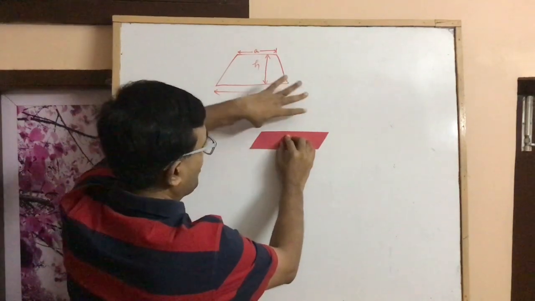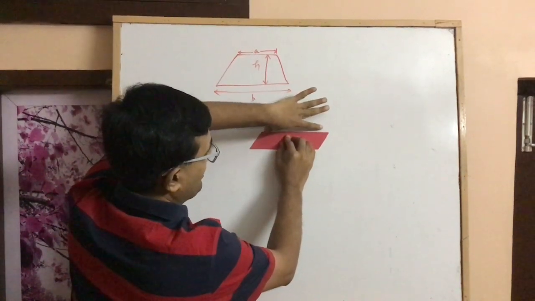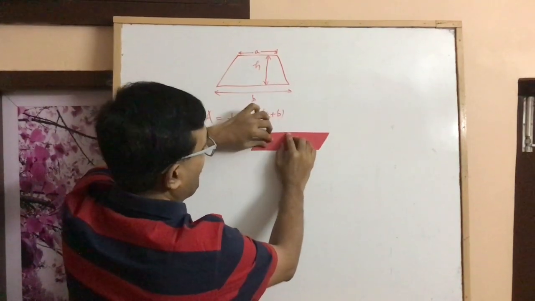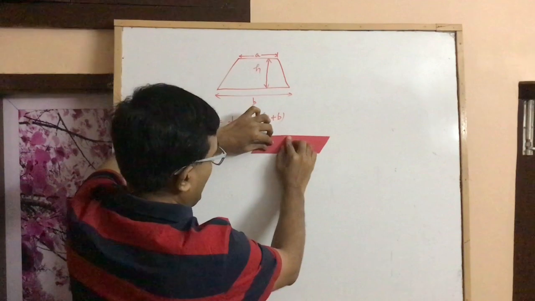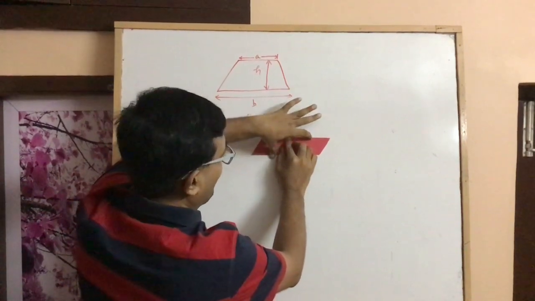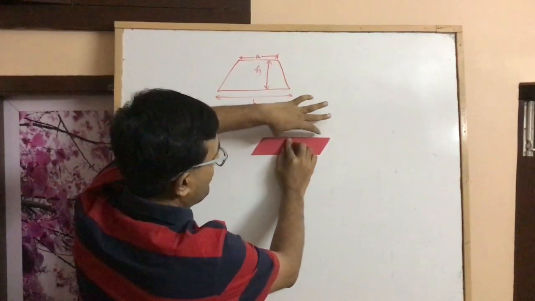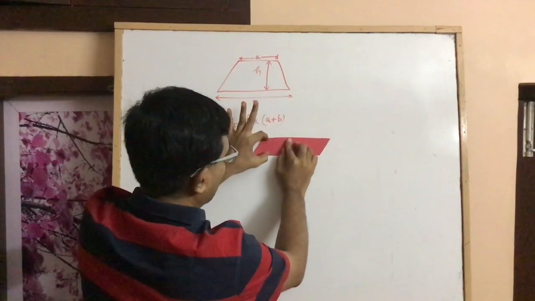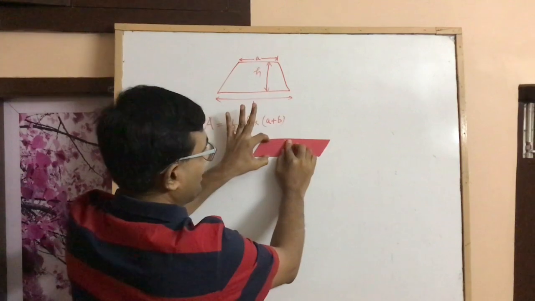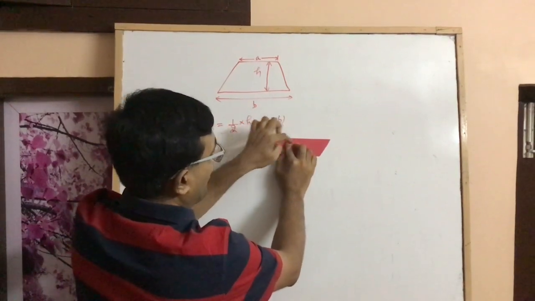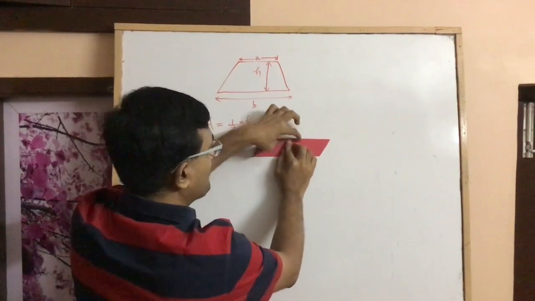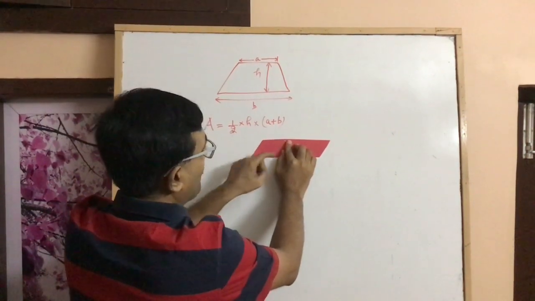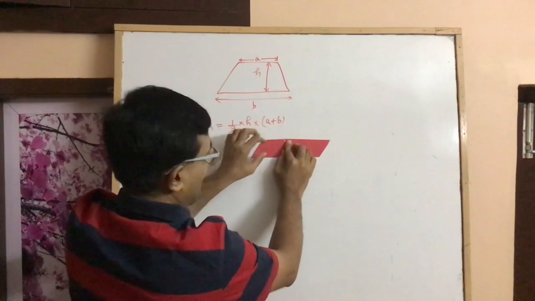We have a parallelogram actually, because these two sides are already parallel and these two are also parallel. We'll prove how. And therefore we actually have a parallelogram whose base is A plus B and the distance between the parallel sides is h. So the area of these two trapeziums put together, that is twice the area of the trapezium, would be A plus B times h.